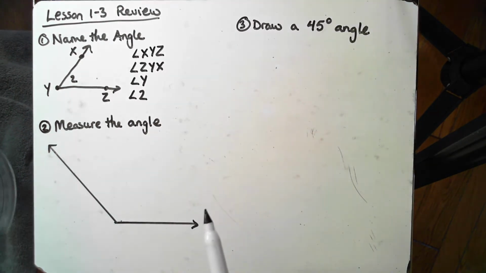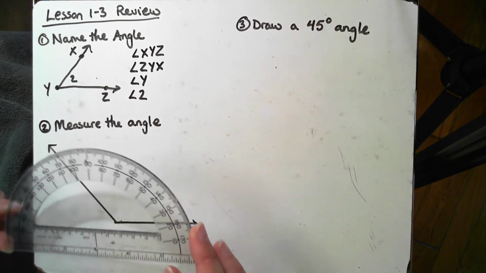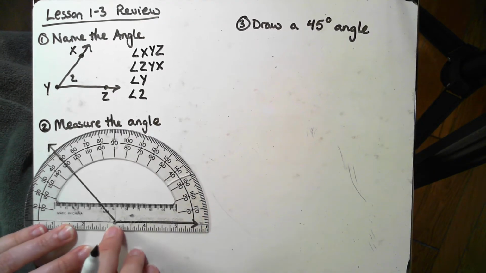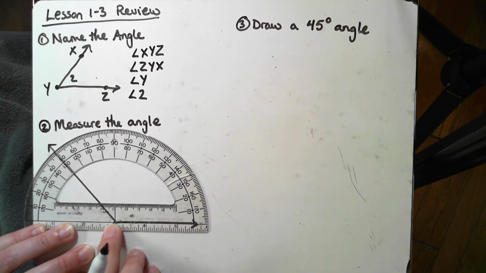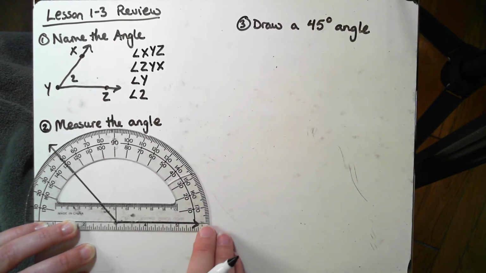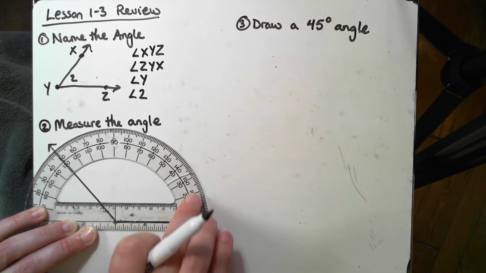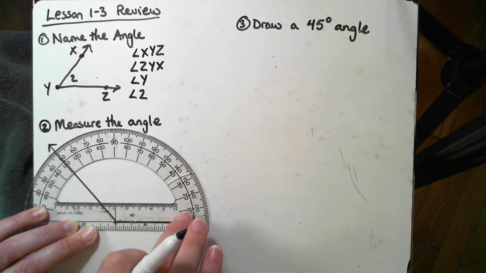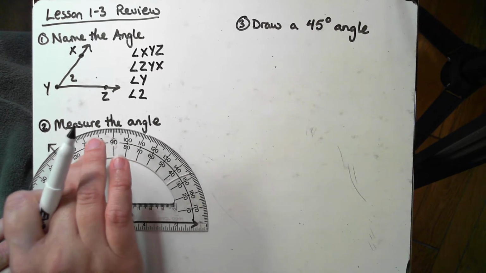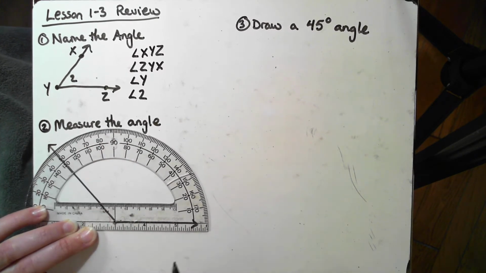Now the next thing we learned how to do is how to measure an angle. So what you would do is you'd take your protractor and you'd line it up so that the center of your protractor is over the vertex of the angle, and this ray along the bottom of the angle is pointing towards 0 degrees. Now what I'm going to do is I'm going to count up. So this is 0, so 10, 20, 30, 40, 50, 60, 70, 80, 90, 100, 110, 120. This looks like about 131 degrees.